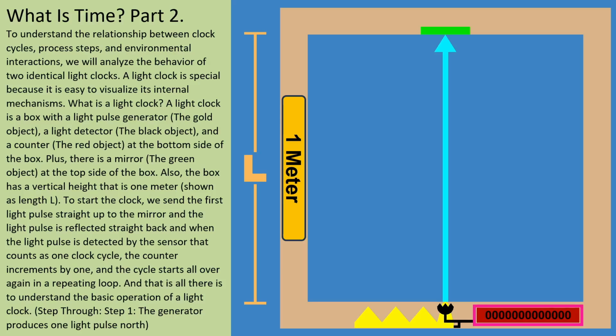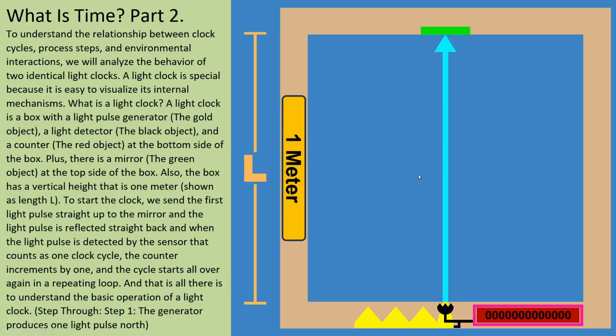A light clock is a box with a light pulse generator, a light detector, and a counter at the bottom side of the box, plus there is a mirror at the top side of the box. Also, the box has a vertical height of 1 meter, shown as length L. To start the clock, we send the first light pulse straight up to the mirror, and the light pulse is reflected straight back, and when the light pulse is detected by the sensor, that counts as one clock cycle. The counter increments by 1, and the cycle starts all over again in a repeating loop. And that is all there is to understand the basic operation of a light clock.